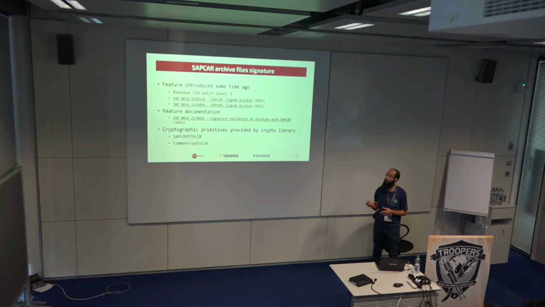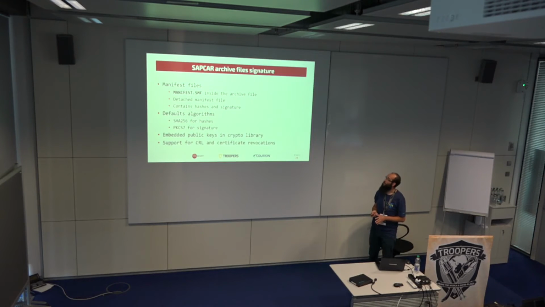The interesting thing is that the cryptographic primitives that the SAP CAR program uses for validating the signature are provided by the crypto library, by the standard crypto library. So you have to download a version of SAP CAR that supports signatures, and you also have to download the SAP CryptoLib or the new version, which is the CommonCryptoLib. So you provide the SAP CAR program with the SAP CryptoLib library, and it validates the signature. The implementation of the signature scheme is basically based on manifest files.